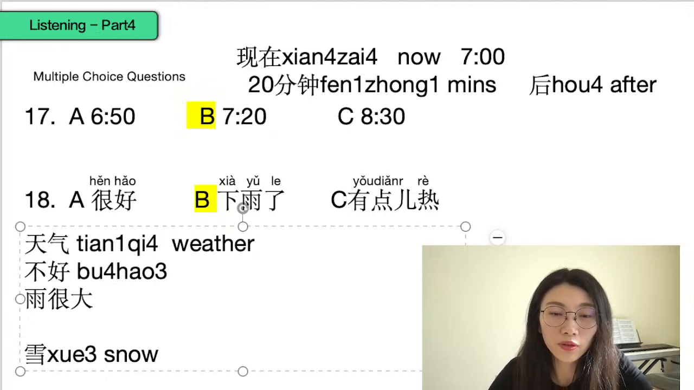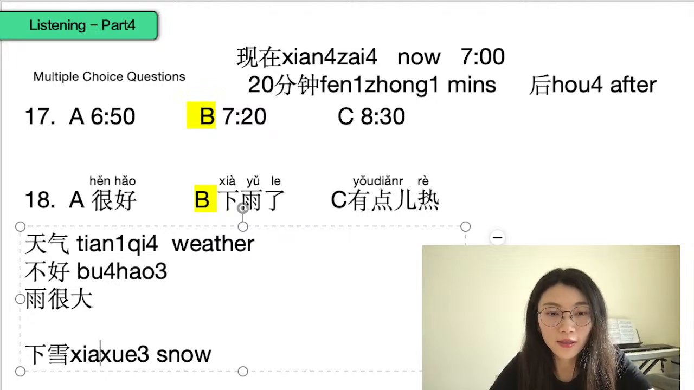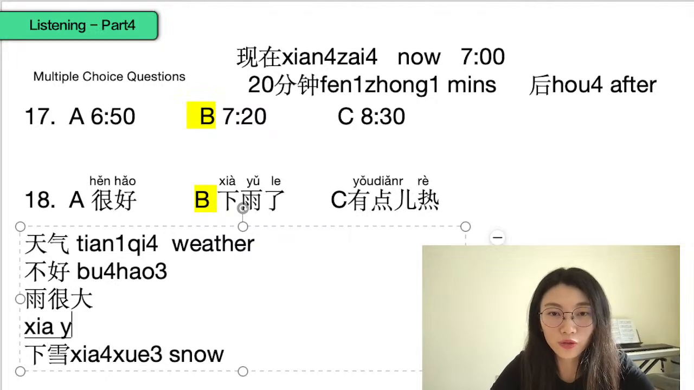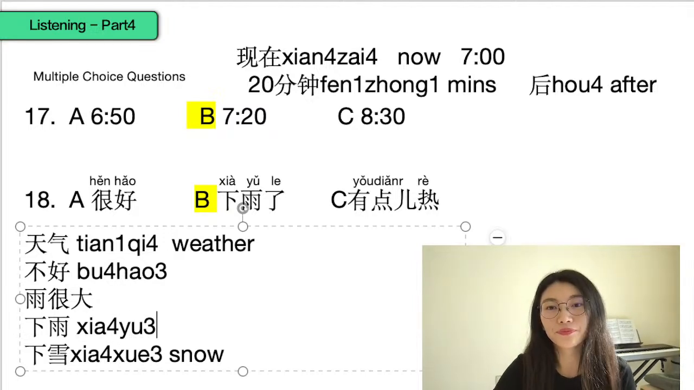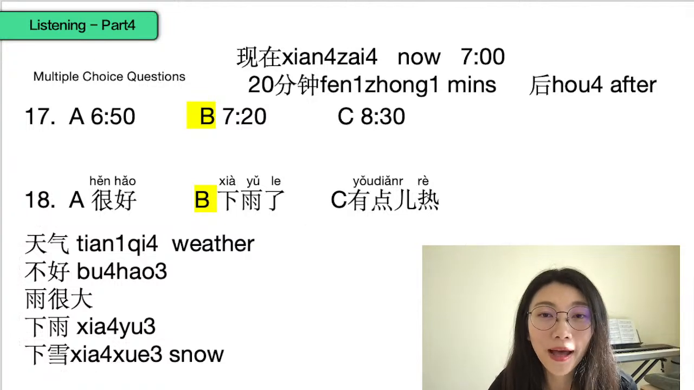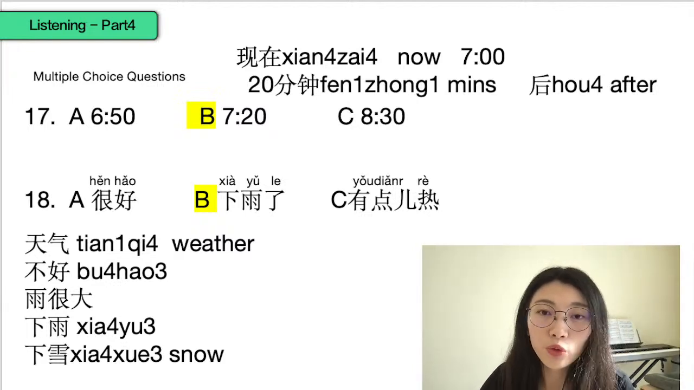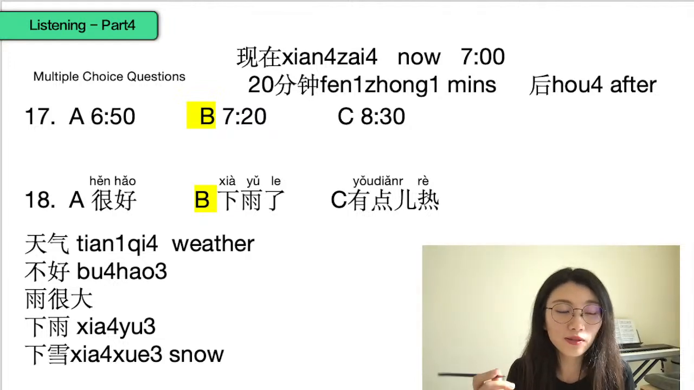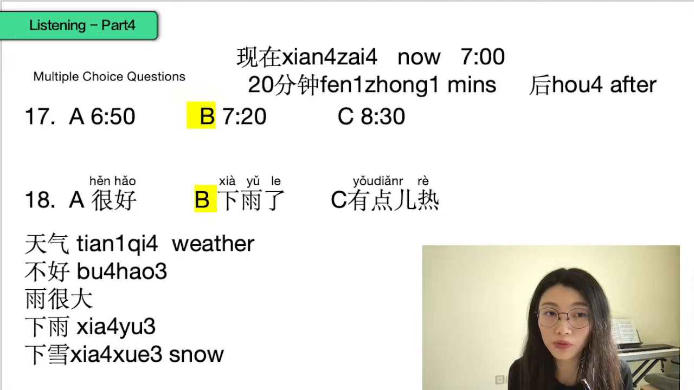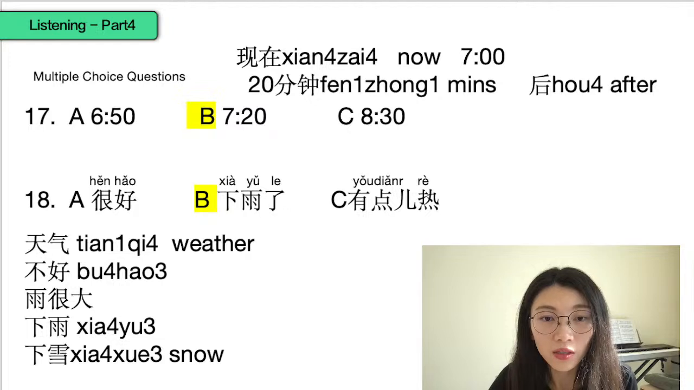Here, the verb, we need to use 下雪 and 下雨. Here, 下雨. Alright, 好了, that's all about the listening part. To be honest, HSK1 is not hard, it's very easy. When you do the listening part, don't forget to take your pen and pencil and write the notes on your paper. Keep notes all the time.